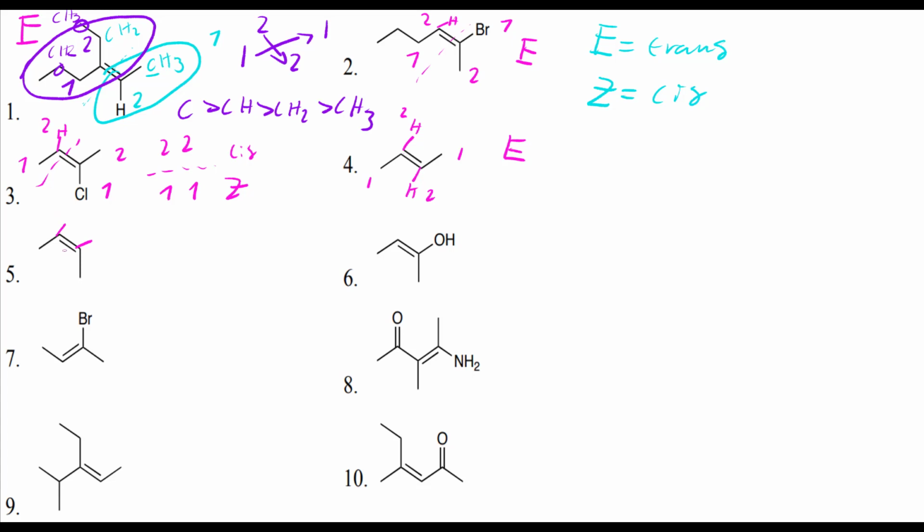Obviously, this is cis, but just to double check, right? It's going to be 1, 2, 1, 2. The 1s are on the same side, 2s on the same side. That's going to be cis, which is a Z conformation. Over here, we have a hydrogen. This is going to be number 1, 2, 1, 2. That's going to be trans, so it's not Z, but E, sorry.